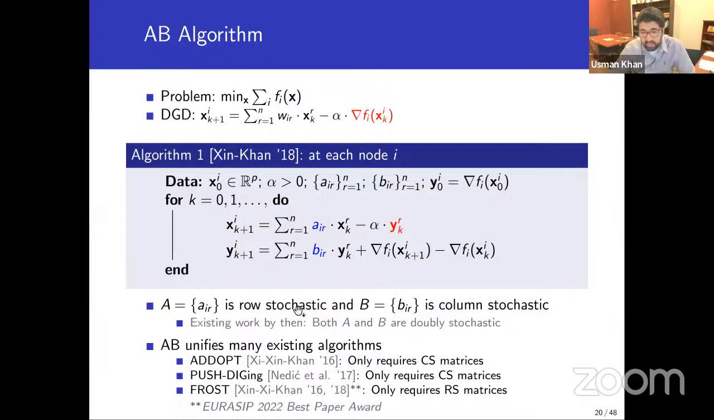And we showed that many existing algorithms, which are known as Push-DIGing, ADD-OPT, and FROST, etc., are actually special cases of this update. And if you have seen work based on push-sum, basically what push-sum algorithms do can be interpreted as a special case of this algorithm AB by doing a state transformation in one of the two updates and adding a Perron vector learning type of step. We can go into details, or I can point to the literature if you are interested.